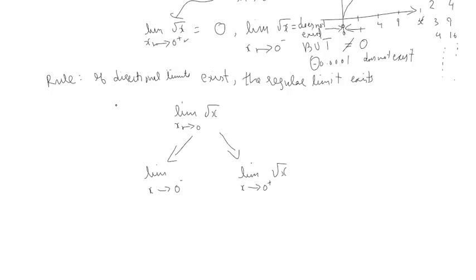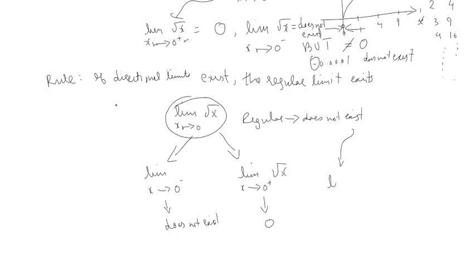So the idea is that if one of these is turning out as a number, in this particular case 0, but the other is not, this would basically mean that the regular limit does not exist.